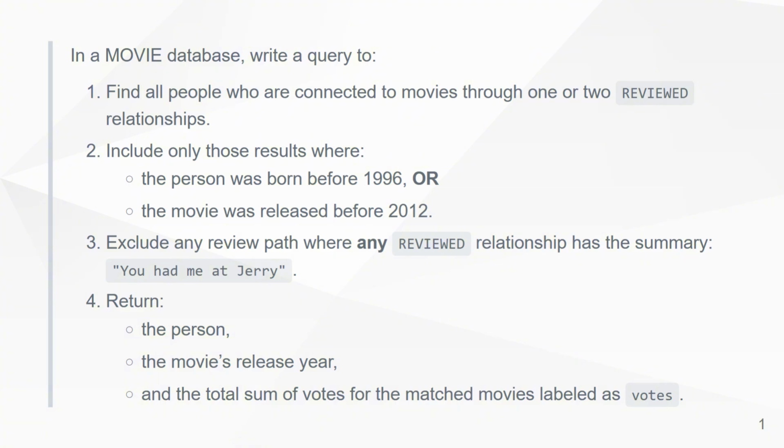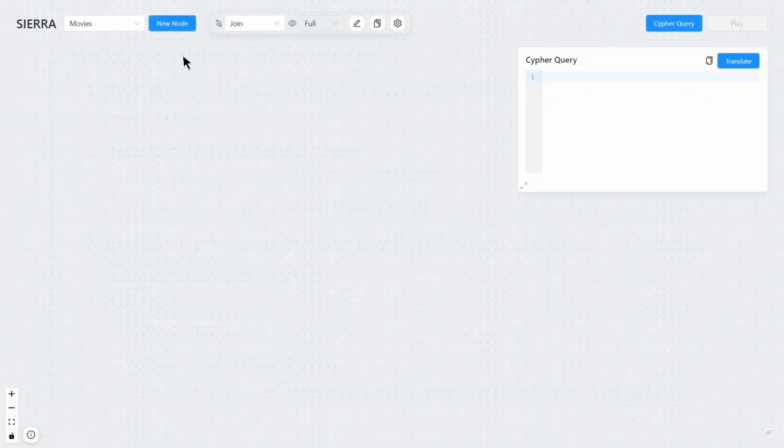Exclude any reviewed relationship which has the summary "You had me at Jerry," and return the person, the movie release year, and the total sum of votes for the matched movie label as votes. Okay, so let's get started.